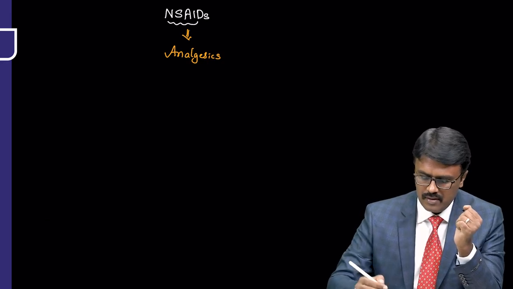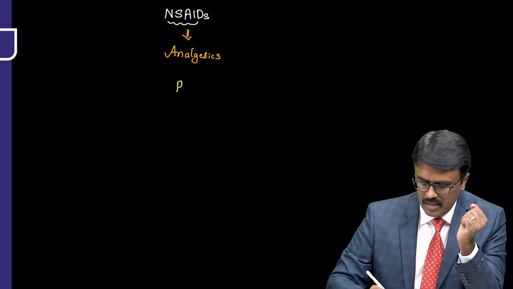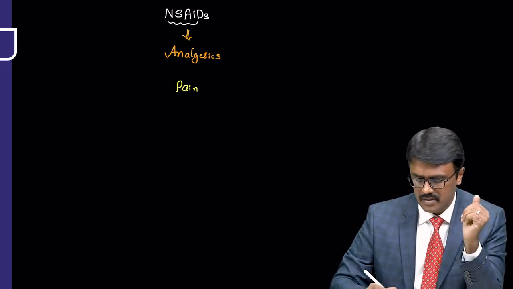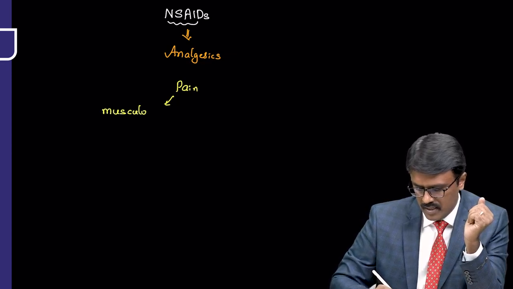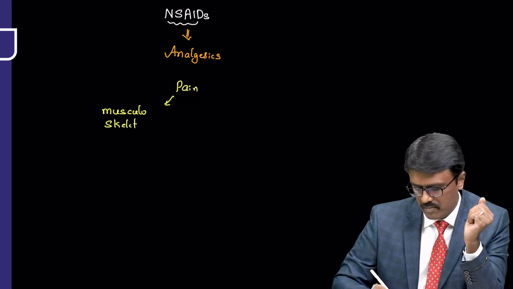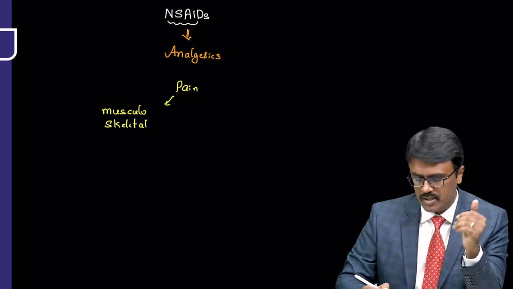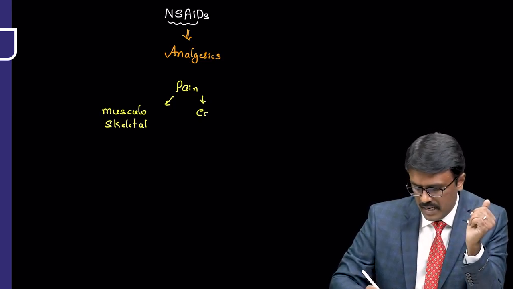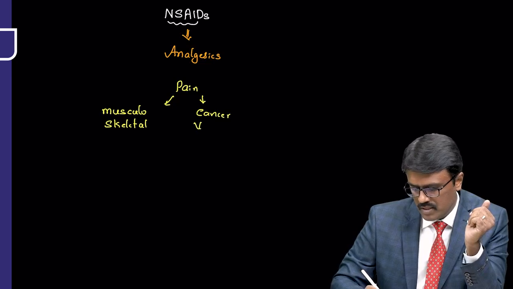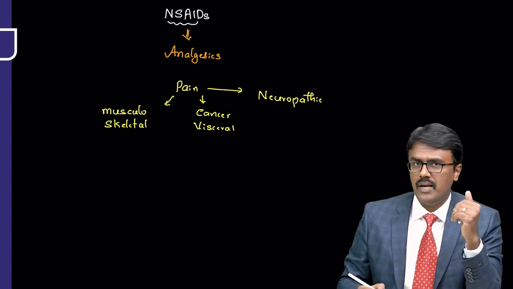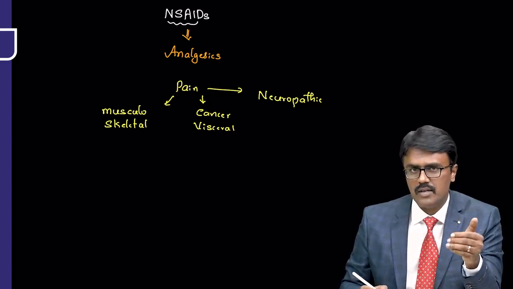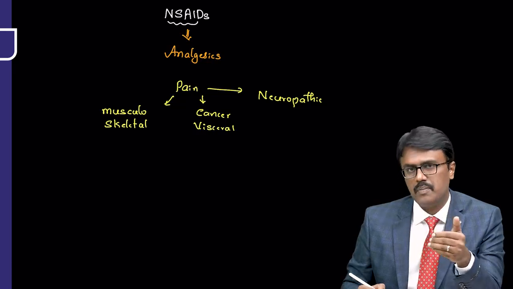Now, whenever we think of analgesics, there are three types of pain we see in practice. The pain because of musculoskeletal pain, so the pain arising from muscle or the skeletal, that is bone or joint. The pain because of cancer, or visceral pains, or the pain which is from the nerve, they are called neuropathic pains. So the pains the patient comes with are musculoskeletal, cancer, visceral pain, and neuropathic pain.